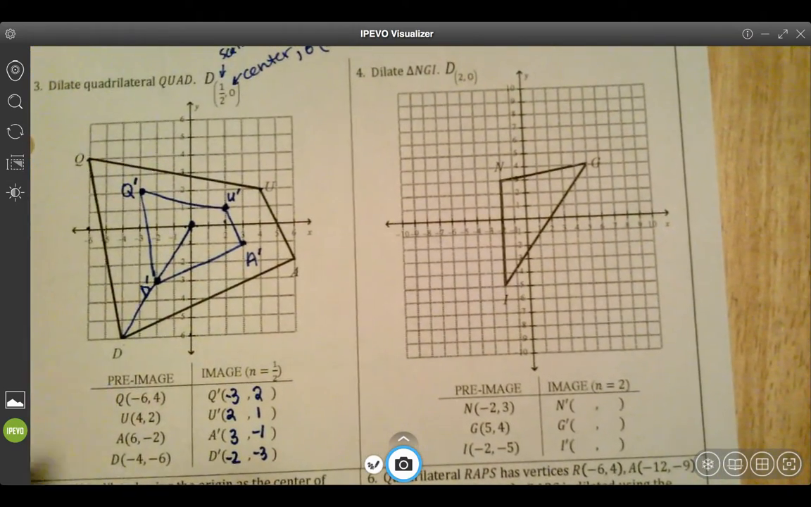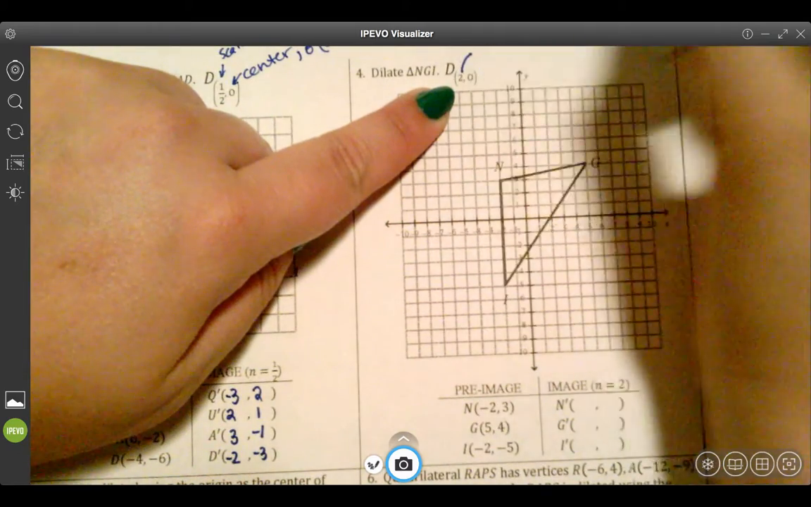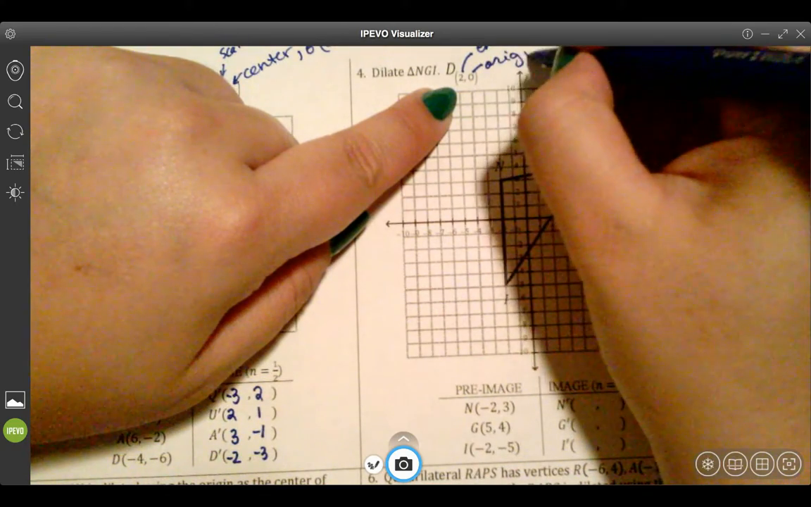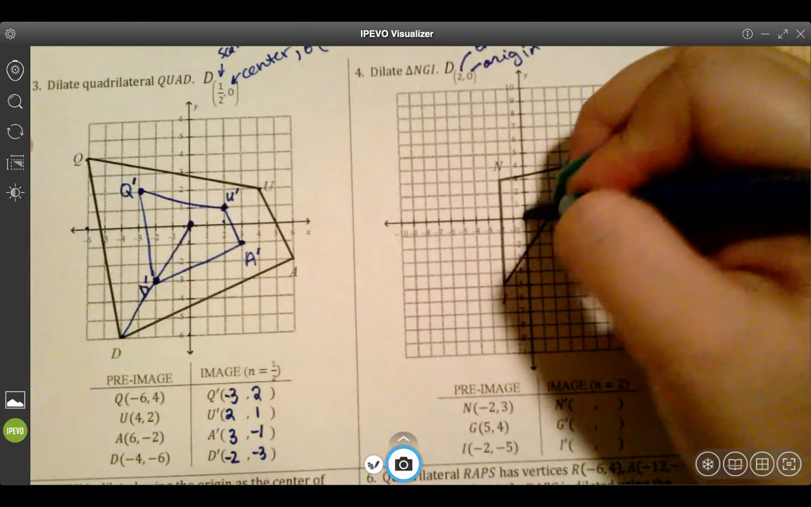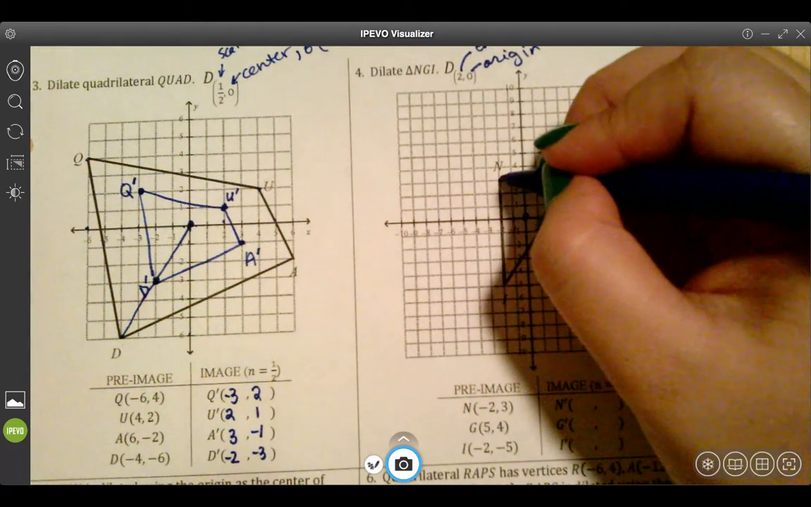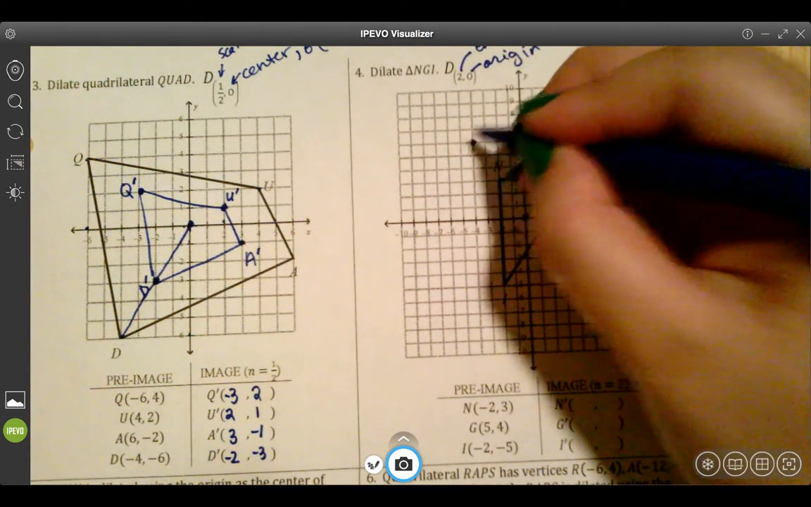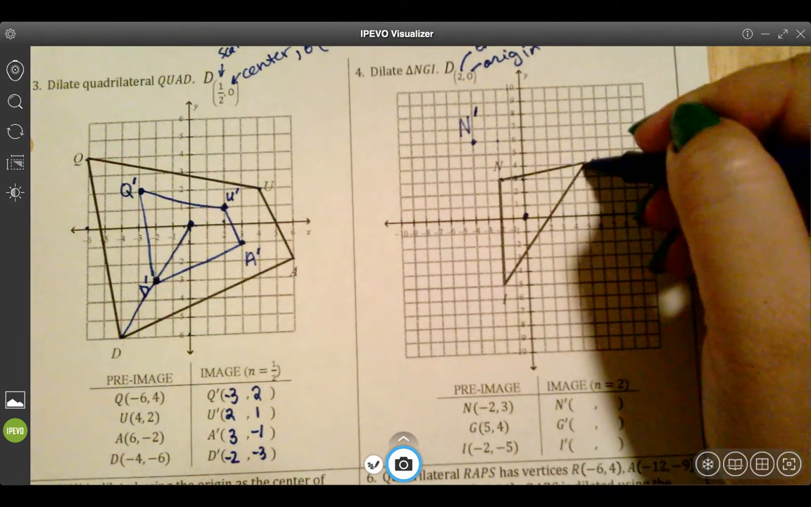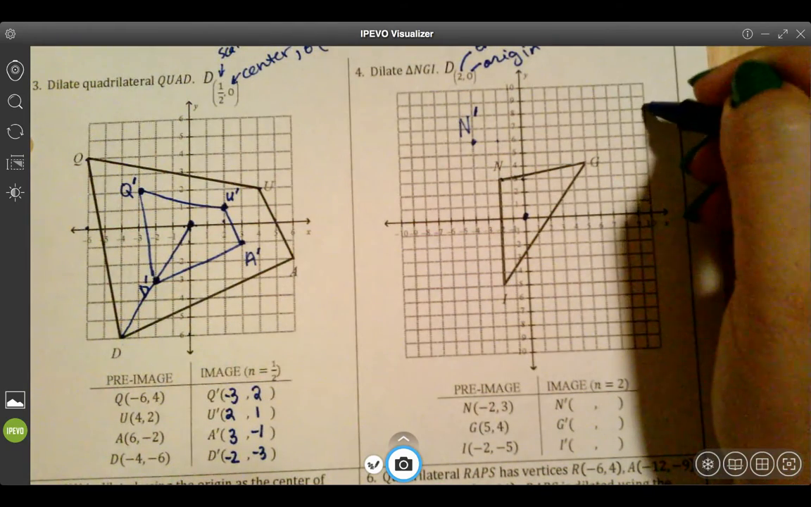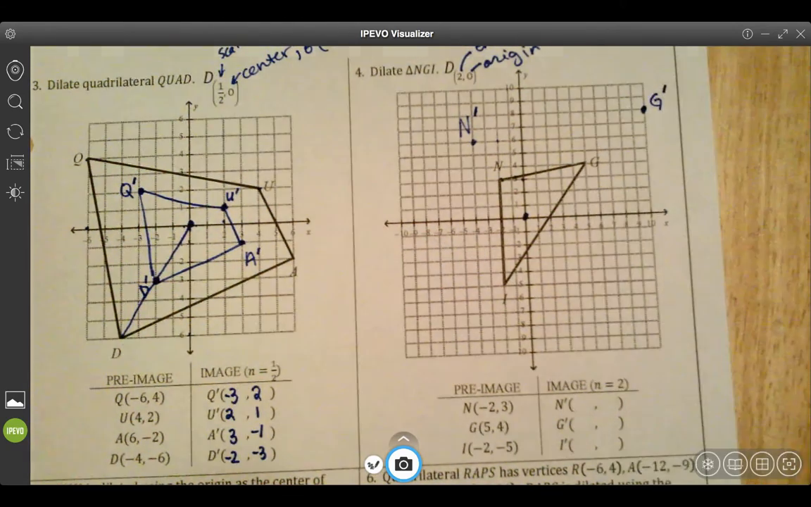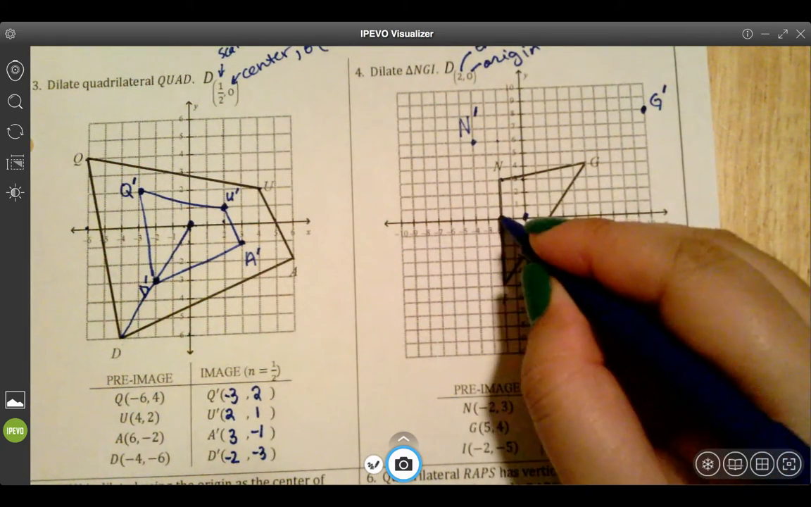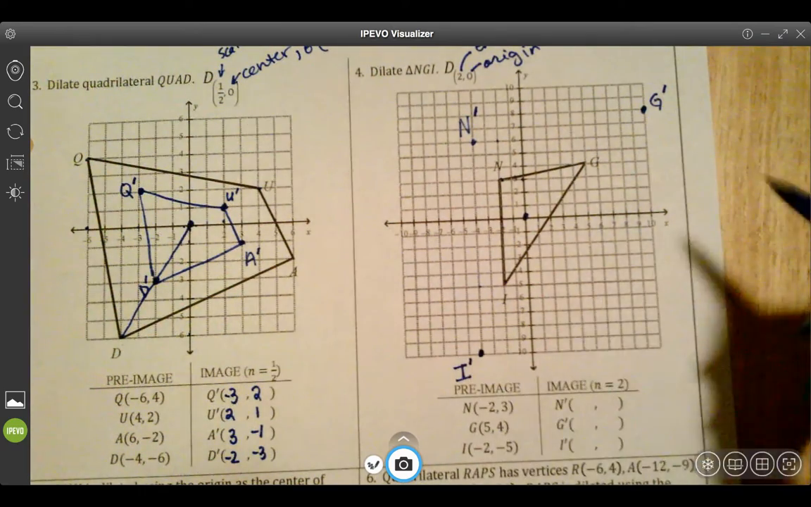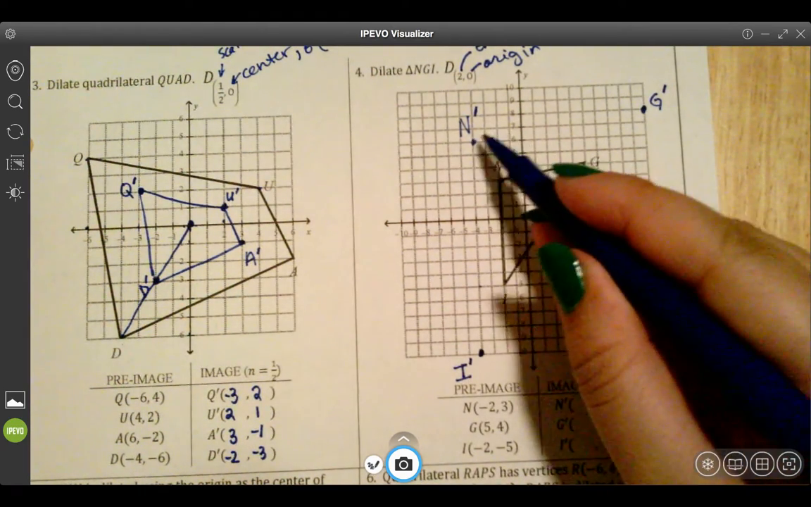Triangle NGI, dilating with a scale factor of 2, should enlarge, about the origin. Okay, so this time we go (3, 2). Instead of cutting it in half, we're doubling it, so that goes up again, (3, 2). There is N prime. G, (5, 4). Do it again, (5, 4). Doubled it. G prime. I, (5, -2), again (5, -2). Again, I prime. So all I did is I'm going a certain distance, and I'm going that same distance again.